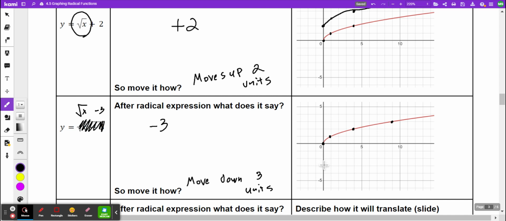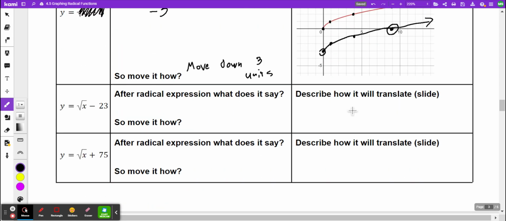So now we know it's going to go down 3. So 1, 2, 3, put the point. 1, 2, 3, put the point. 1, 2, 3, put the point. 1, 2, 3. Hey, look, here's the y-intercept right here. Here's the x-intercept. And so this would look like the following. Okay, so let's go on.